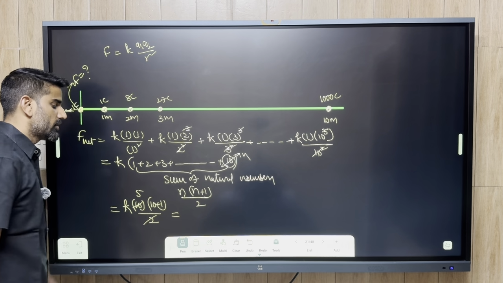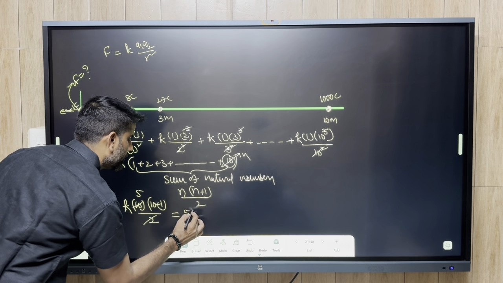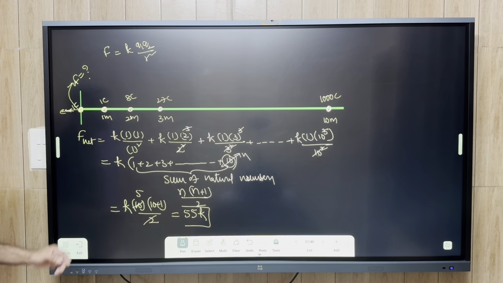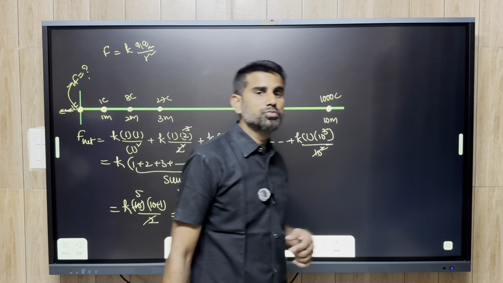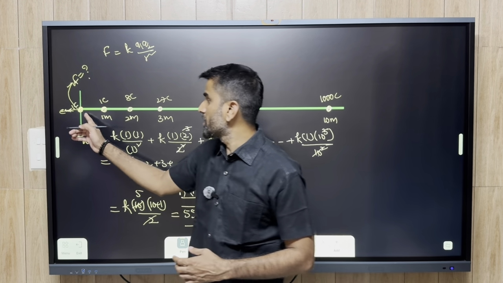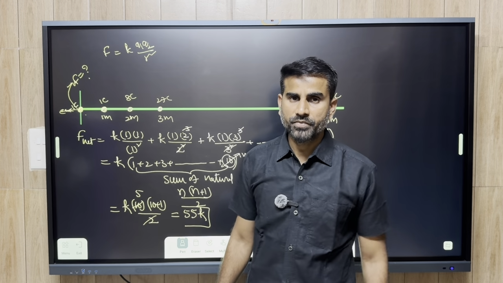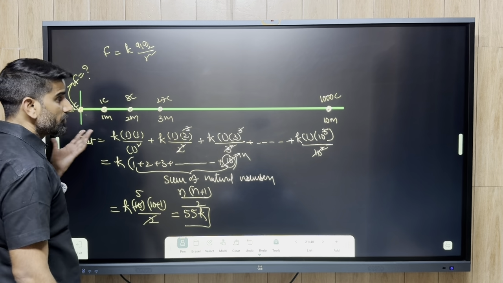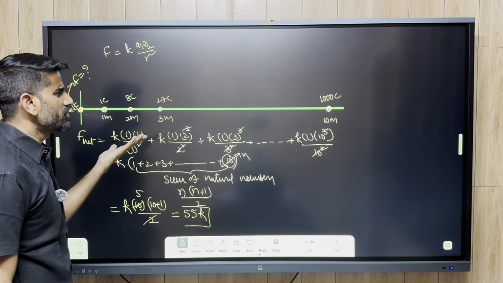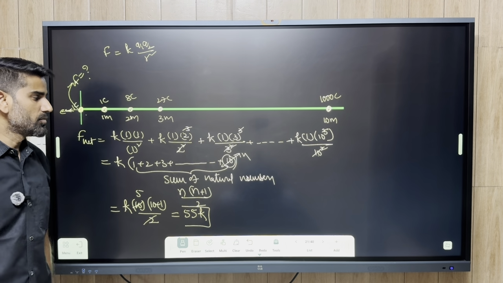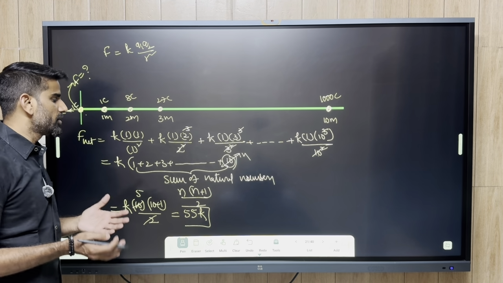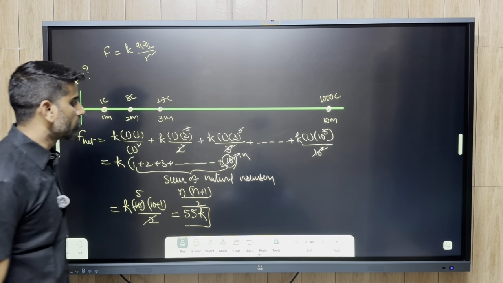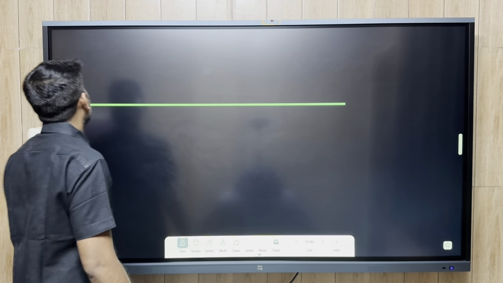So k times 2 fives, and 10 plus 1 is 11. 11 fives is 55. 55 k, this will be our answer. So that is the net force acting on 1 Coulomb charge, which is exactly placed at this point, which is the origin, I can say. So that is how we solve the given question. It is simply a mathematical question, because sum of natural numbers, just a little bit of involvement of Coulomb's law. Right, let's move on to the next example.